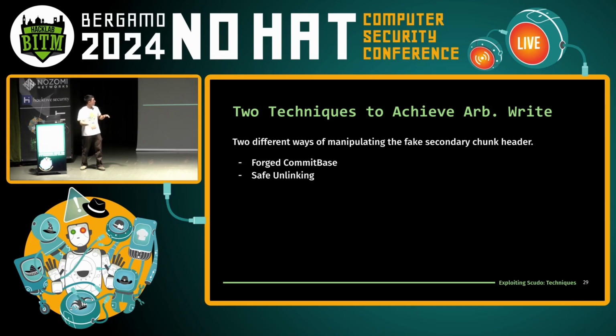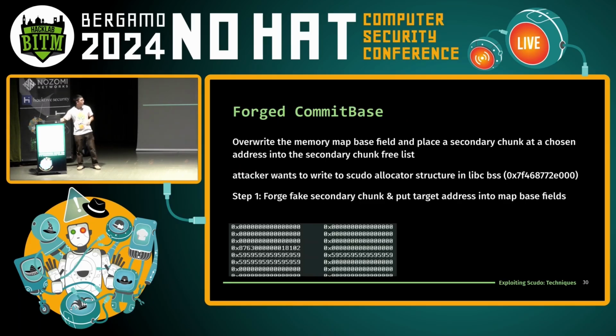And we basically found two techniques to mess with the fields inside of the secondary chunk header of our fake secondary chunk in order to get an arbitrary write primitive. This is the forged commit base and safe unlinking technique, and I'll walk you through both of them. First off, the forged commit base technique. It's very simple actually. So you forge your fake secondary chunk.